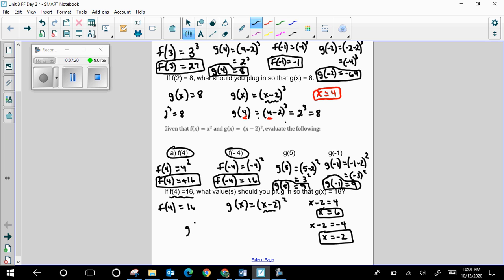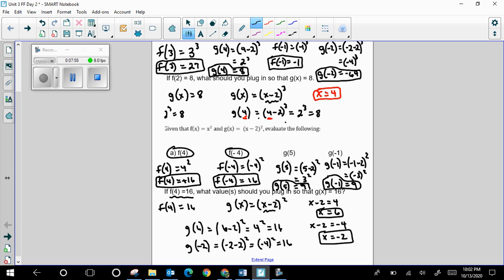So g of 6 will be 6 minus 2 squared, which is 4 squared, which is 16. So that works. And then I have g of negative 2, which is negative 2 minus 2 squared, which is negative 4 squared, which is also 16. So both of those values work.